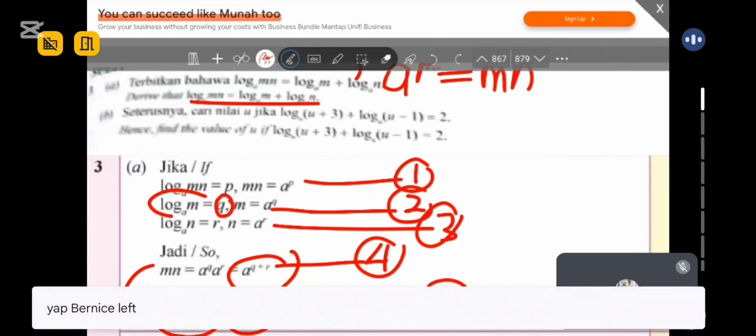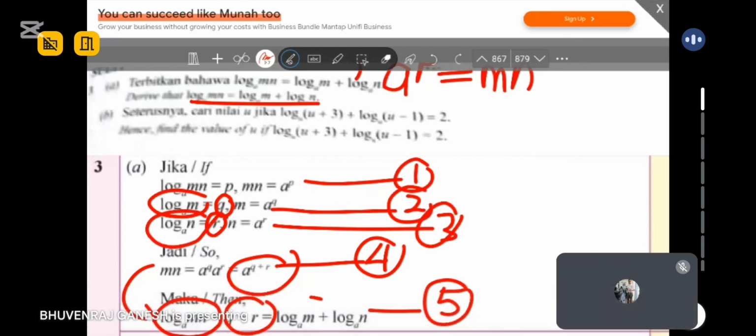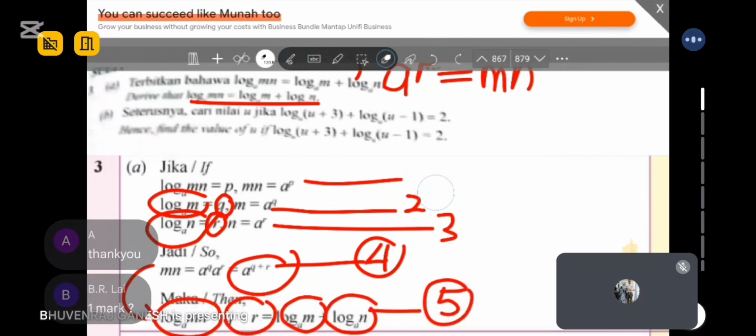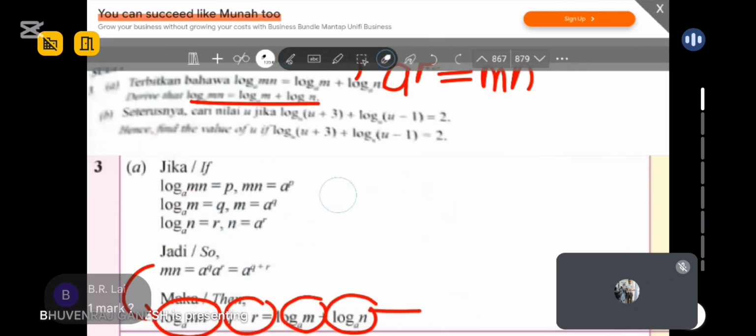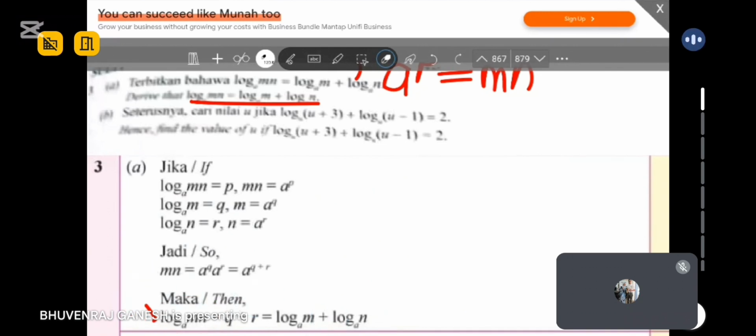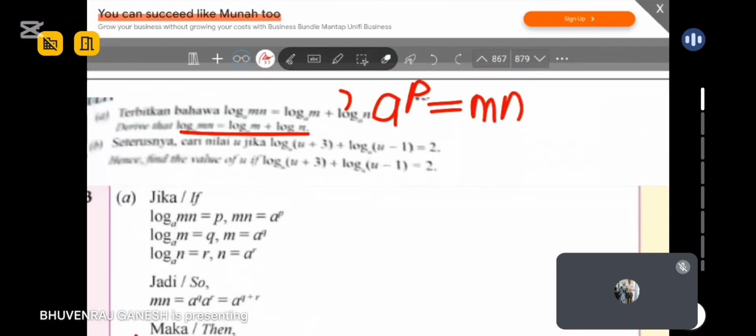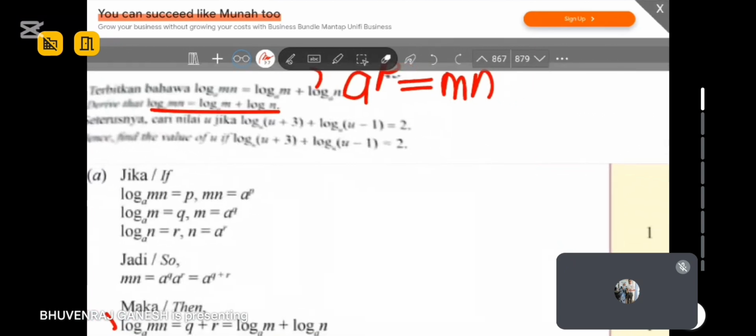Q is equal to log AM. R is equal to log AN. So log AM tambah log AN. Faham? Do you understand now? Kiranya if nak provekan, we need to change the log. Yes, correct. Always remember this step. Change log to index. Kena tukar log untuk index. Untuk soalan terbitkan, derive. Especially this kind of derive.